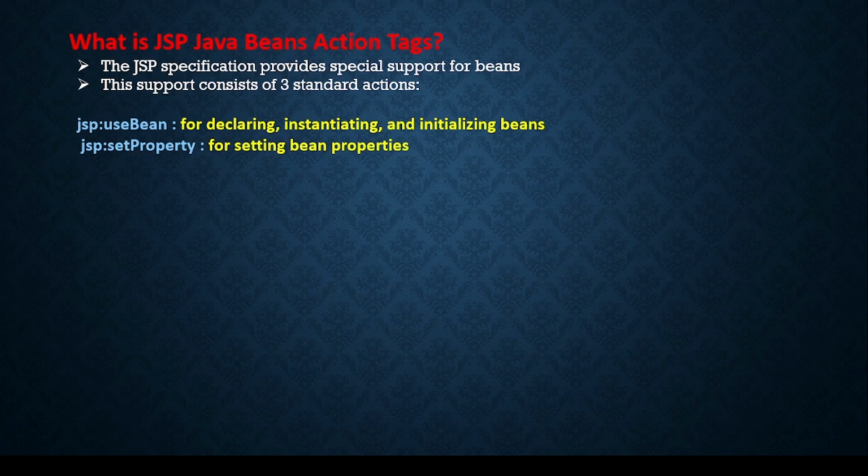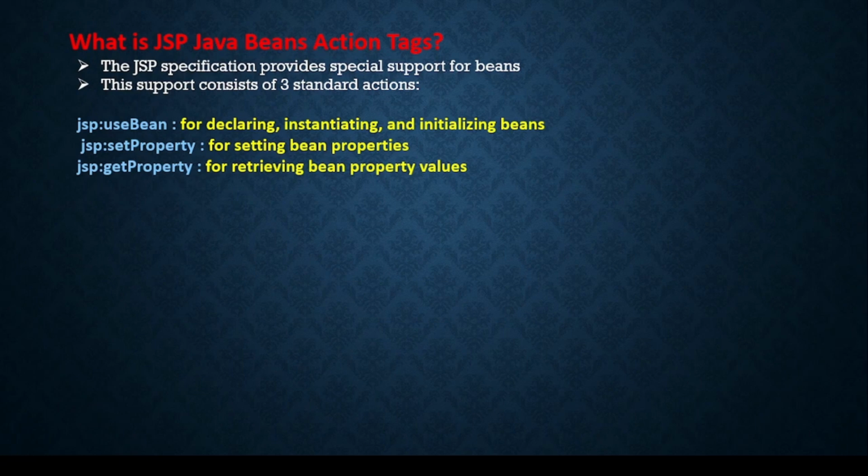UseBean means we usually create an object of a class. For example, we have an Employee class and we want to create Employee emp = new Employee. For that purpose, for instantiating, we use jsp:useBean. For setting a property, we use the tag jsp:setProperty. And similarly, to get and print a property, we use jsp:getProperty. These are the three things we are going to see.